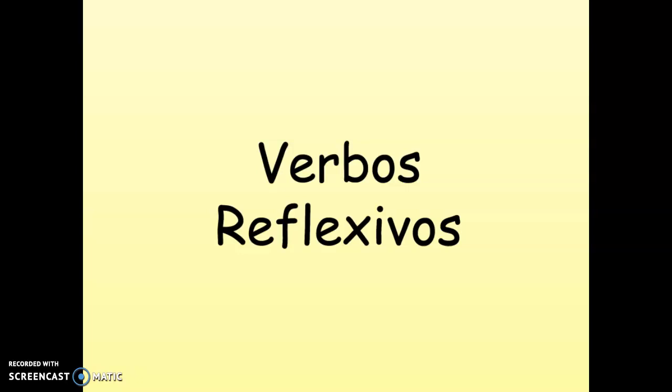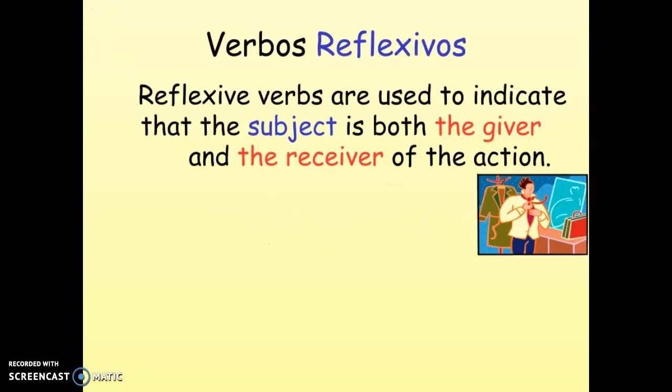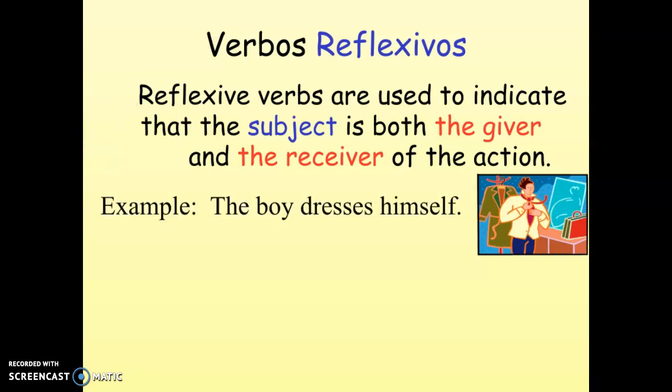So up until now you have learned about present tense verbs and some irregular verbs. Today we are going to learn about reflexive verbs in the present tense. Let's take a look. So what are reflexive verbs? Reflexive verbs are verbs that are used to indicate that the subject is both the giver and the receiver of the action, meaning that you are doing something to yourself. You're dressing yourself, you're giving yourself a bath, right?